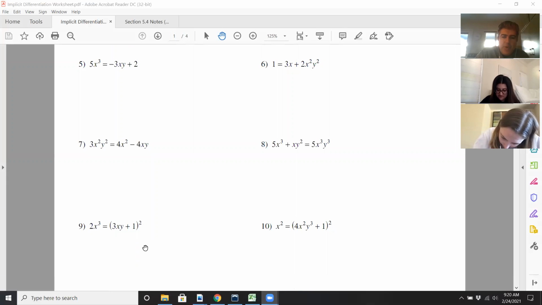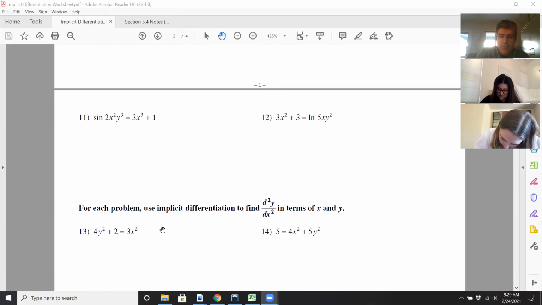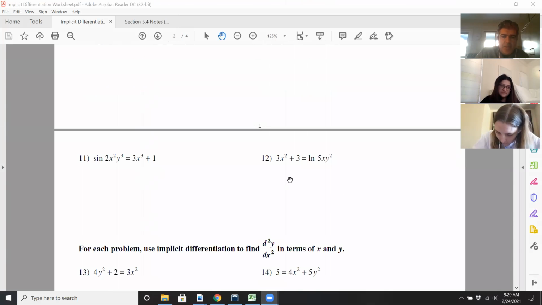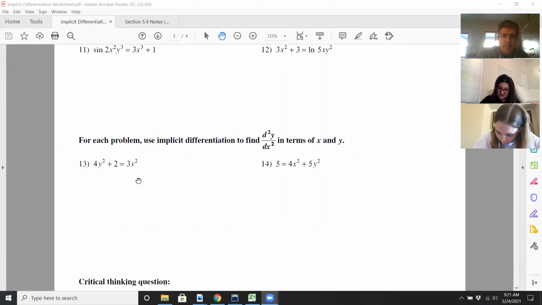I will admit that the ones later on are more challenging, especially when you have a product with x and y in it, because then you have to do a product rule. So be mindful about that. Numbers 9 and 10 will actually involve a chain rule as well. So those get even more fun. I'll probably talk about those when I bring you guys back from the breakout session, just to see how they went for you. And 11 and 12 are also kind of cool because there's natural log and sine. So check and make sure you're comfortable with those derivatives.